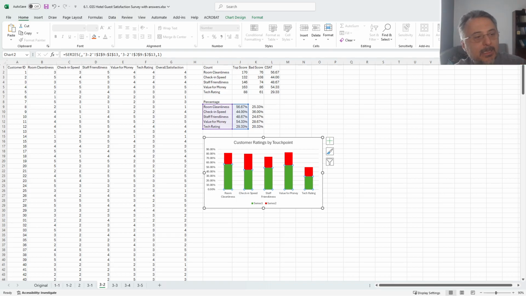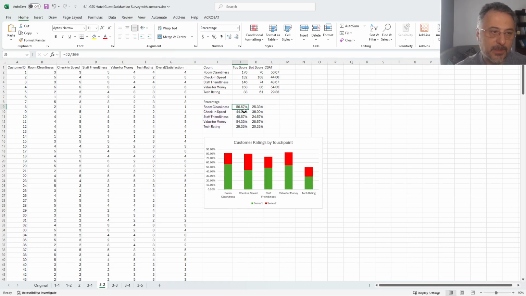Now, what does this exactly mean? I'm just going to give you one of them, and you might have some ideas. For example, if you look at the room cleanliness, top 2 boxes, 56 points, 67%, right? So the majority of customers rated room cleanliness as excellent, 4 or 5, indicating it is a relatively strong touch point. However, if you look at the bad score, a significant portion of customers gave low ratings, 1 or 2. This suggests inconsistency in the cleanliness experience, which could lead to dissatisfaction, right?